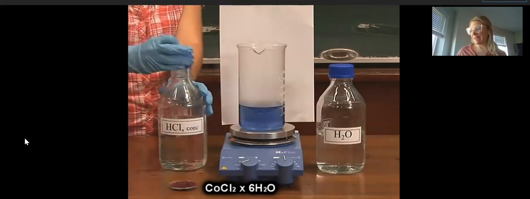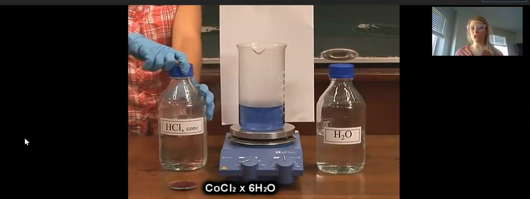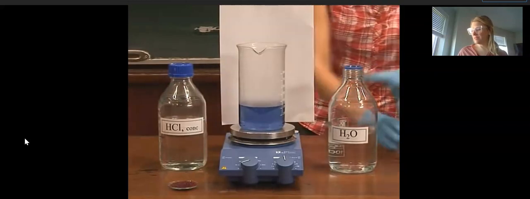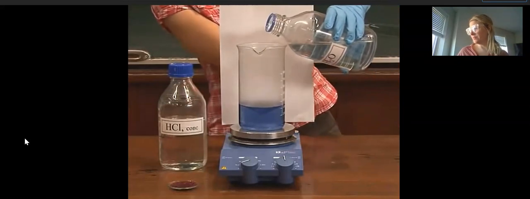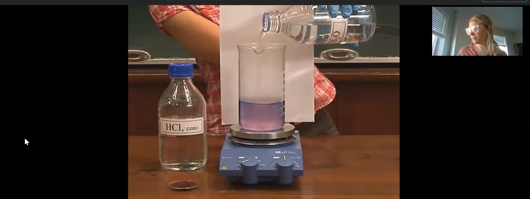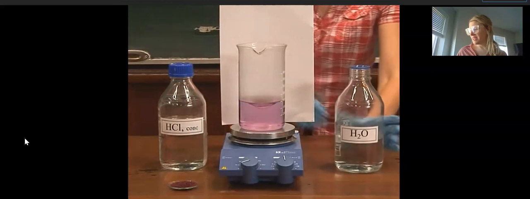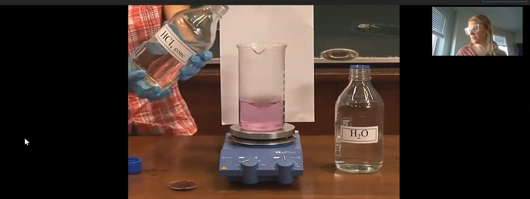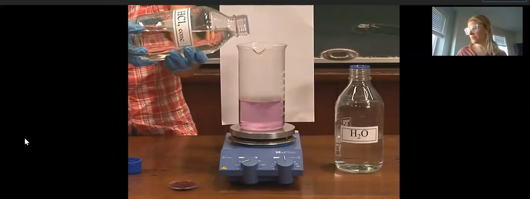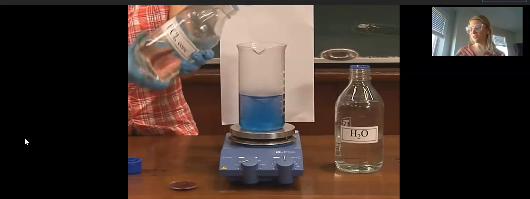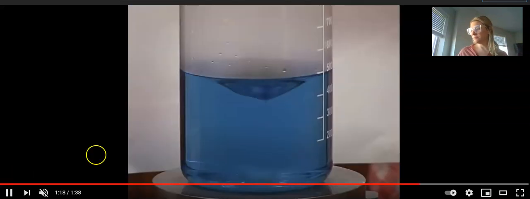So note that as we added the hydrochloric acid, it caused our solution to turn blue. Let's go ahead and add water and observe what happens. Okay, addition of water causes our solution to turn pink. Addition of HCl causes it to turn blue, and so on and so forth.